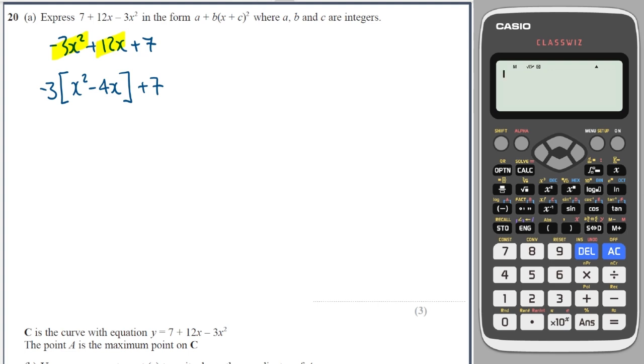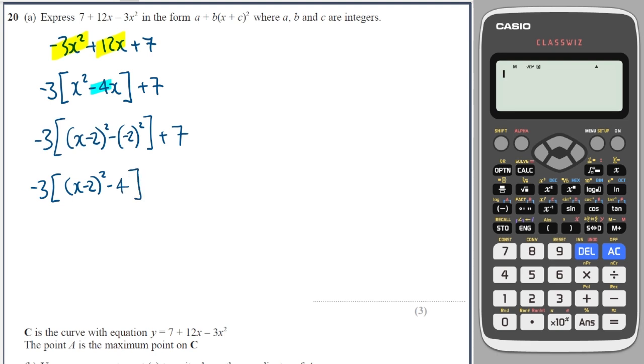Next, I'll look at the b term here, which is minus 4, and I will half that to get minus 2. So I'll then write (x minus 2) all squared, take away (minus 2) all squared. Okay, we can simplify this because minus 2 all squared is 4, and we're taking it away, so we write minus 4. And then we can reintroduce the minus 3 by multiplying it to both of these two terms. So I get minus 3 lots of (x minus 2) squared. Minus 3 times minus 4 is plus 12. And also we've got this plus 7.